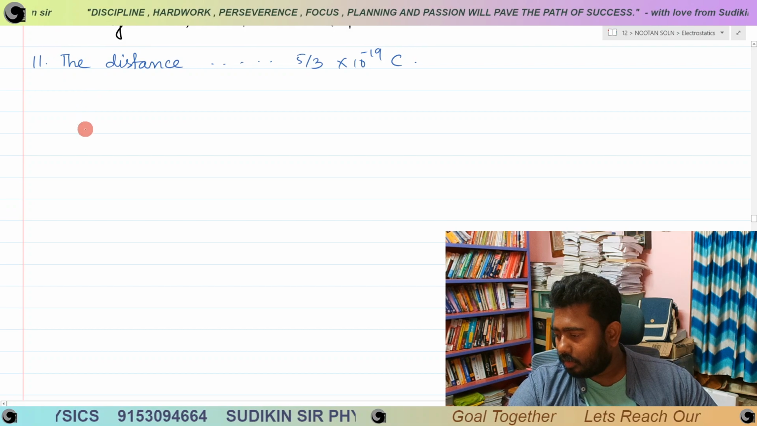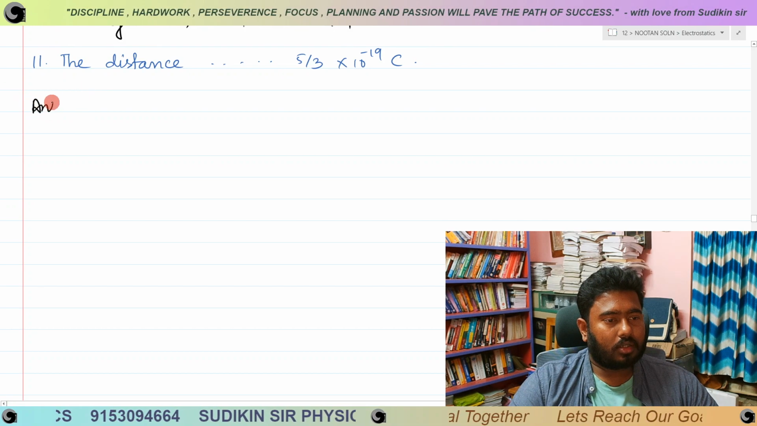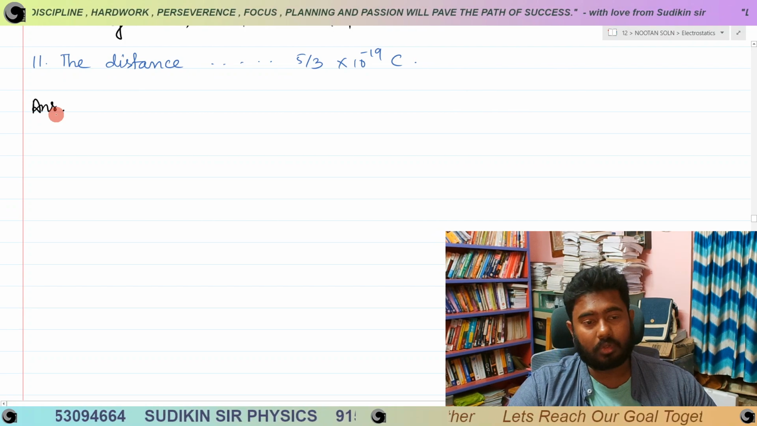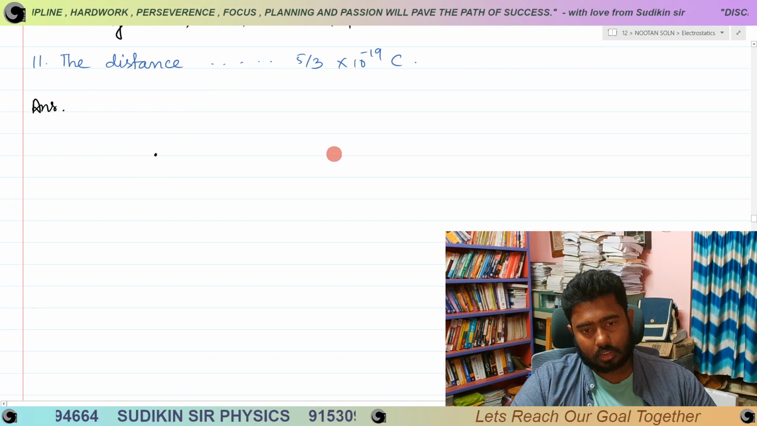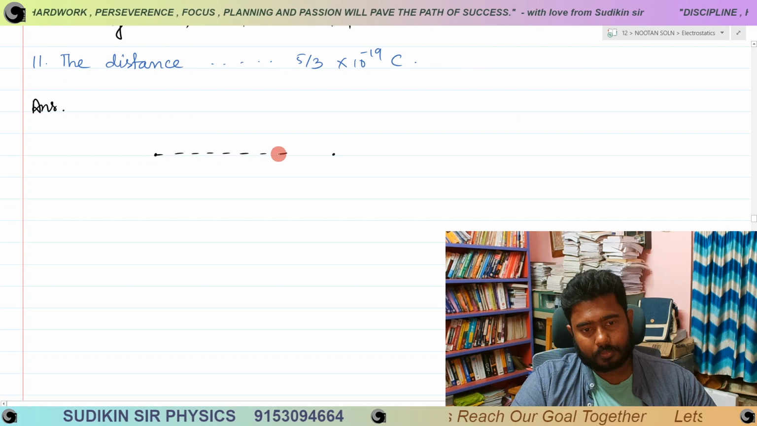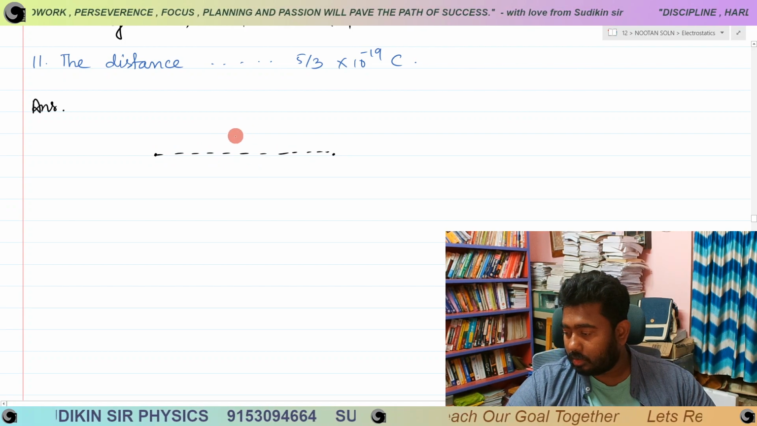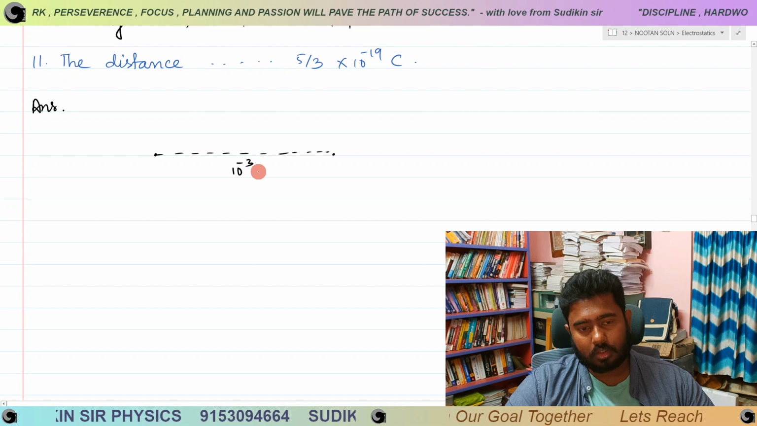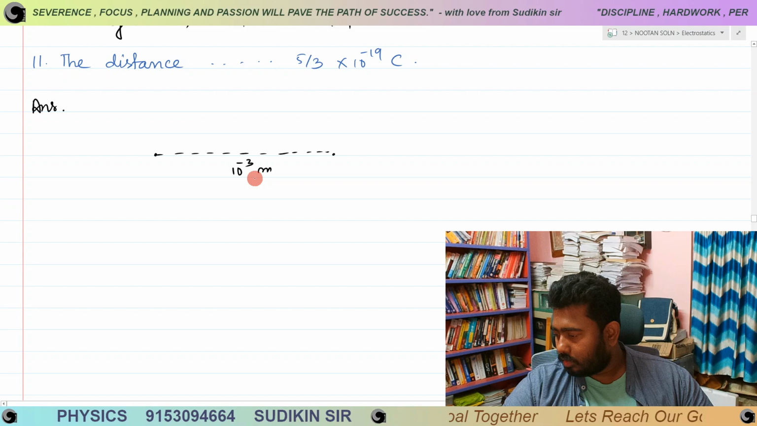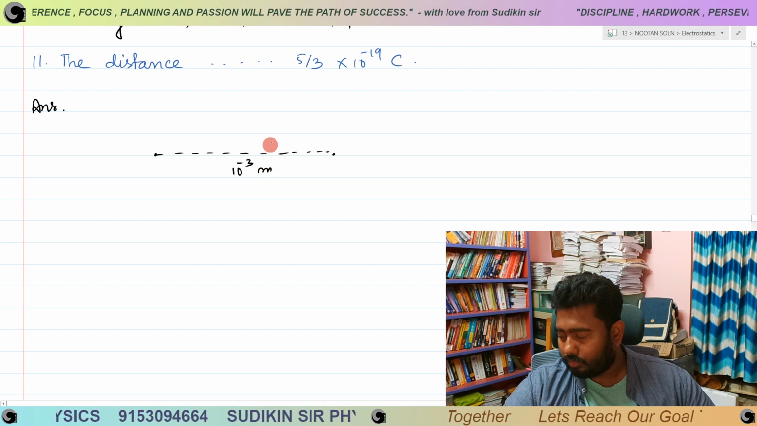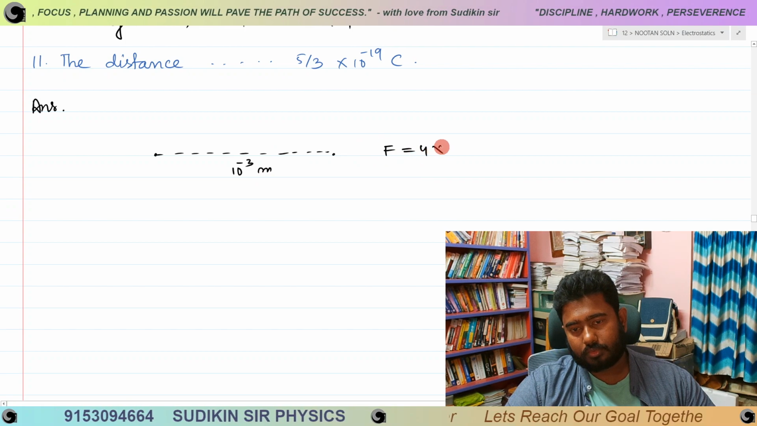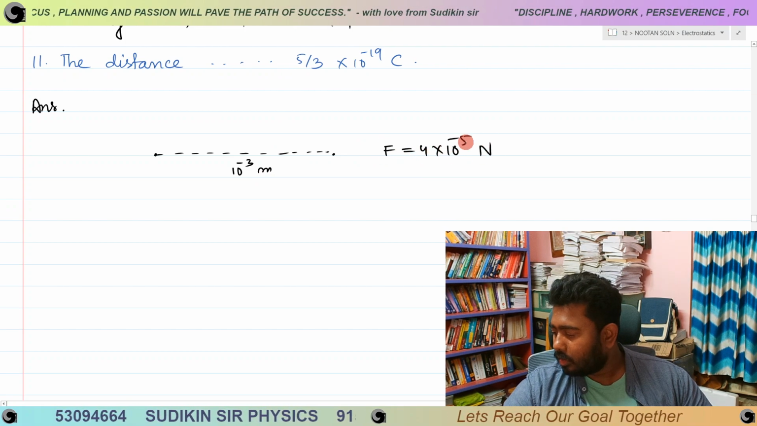Okay, next numerical. They are saying that the distance between two negatively charged dust particles is 1 millimeter. So suppose this is a negatively charged dust particle and the distance between them is 1 millimeter, that is 10 to the power minus 3 meter, and they repel each other with a force of 4 into 10 to the power minus 5 newton. So the force acting between them is 4 into 10 to the power minus 5 newton.